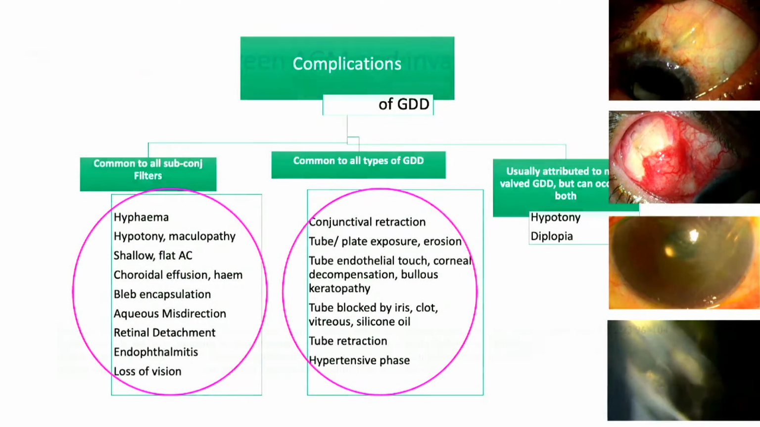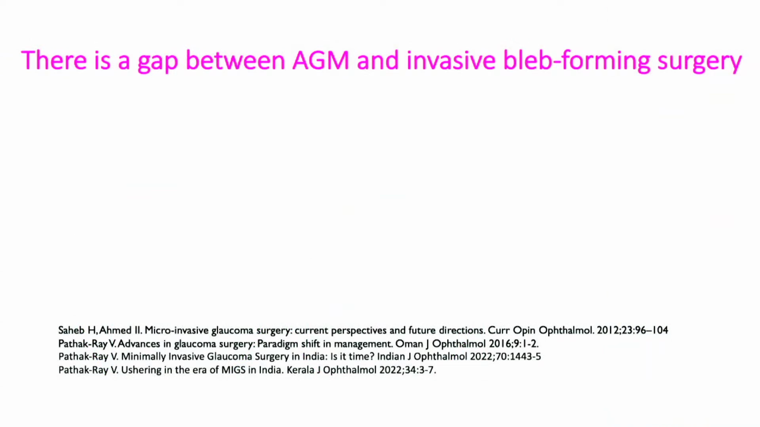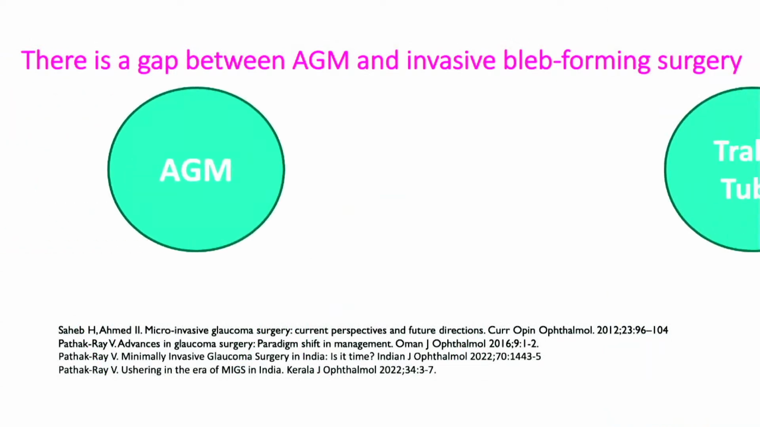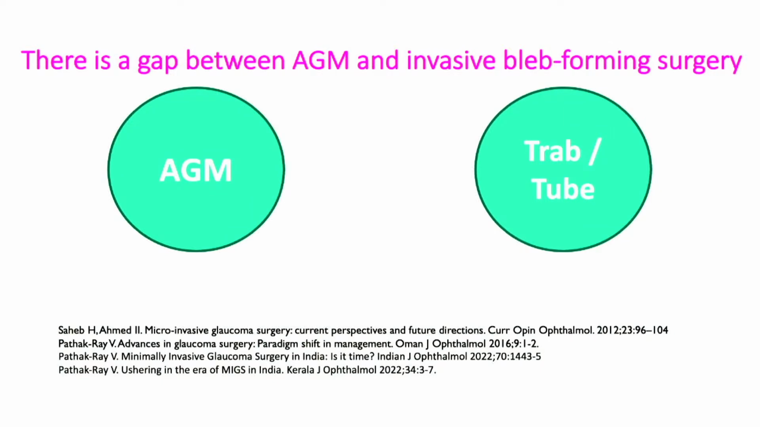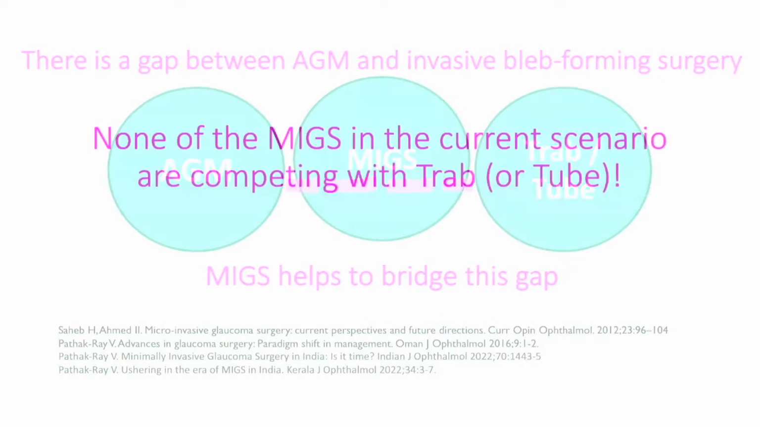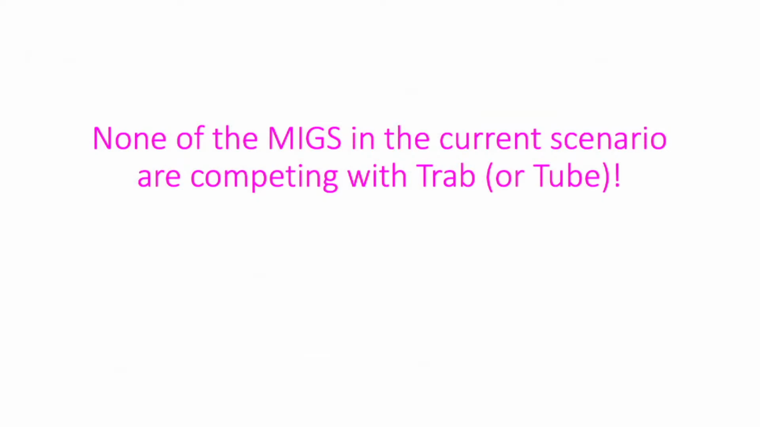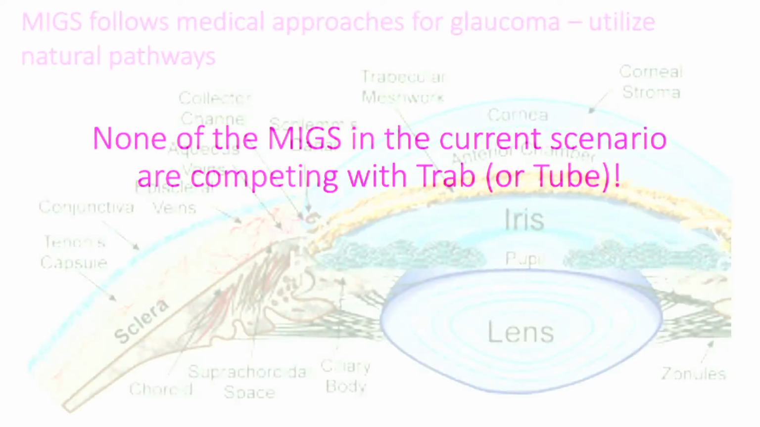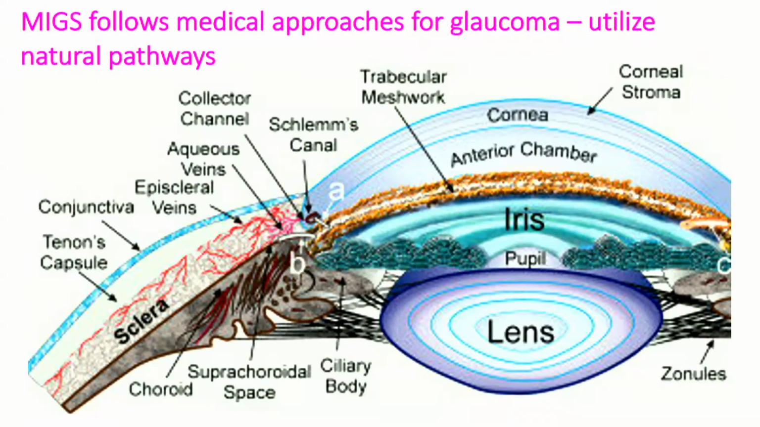I don't think I will go through them, but what I'm trying to say is that there is a gap between anti-glaucoma medication and current traditional, let's put it that way, surgical options. And it is MIGS that is helping us to bridge that gap, that void. None of the current MIGS are competing with trab or tube. So their profile, where you are indicated, is very different.